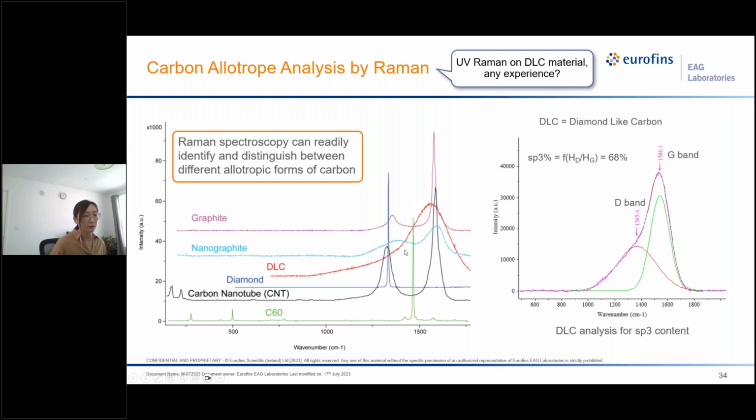Specifically for DLC analysis, the Raman data obtained from the DLC sample can be band-fitted to further deconvolute the characteristic D and G bands of elemental carbon. By using the peak ratio of the D and the G bands together with an empirical equation, it is feasible to estimate the sp3 content in the DLC films, which is a very important indicator for the quality of the DLC product.